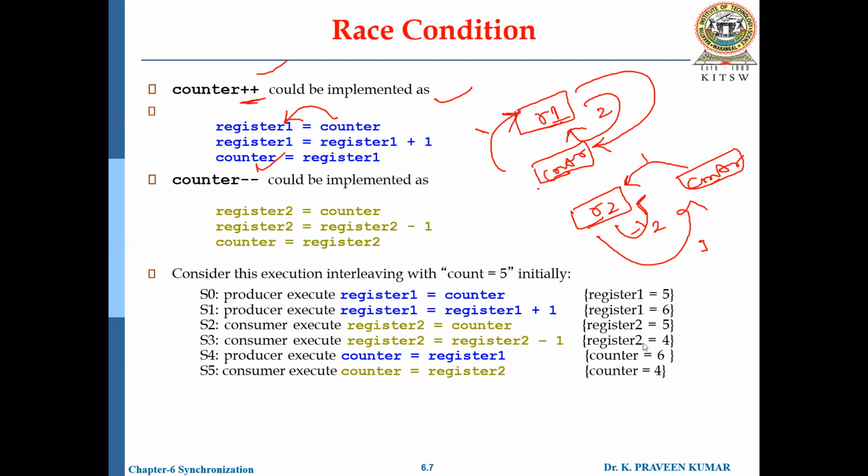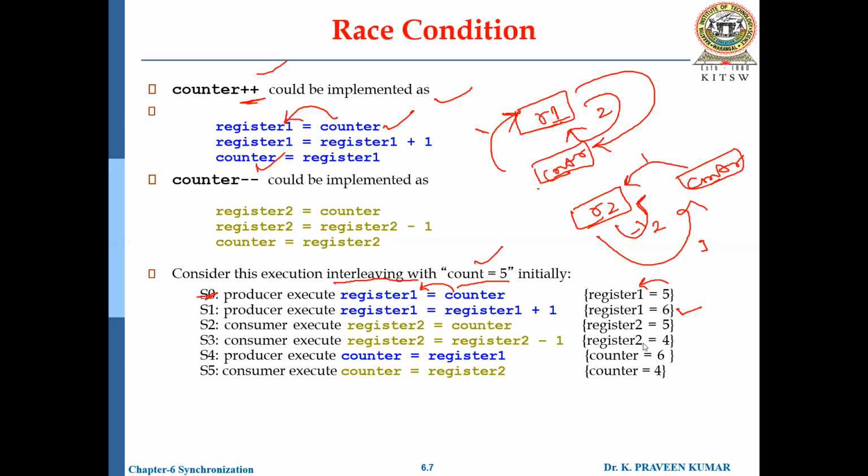Now, see this example. Consider this execution interleaving with count equal to 5 initially. Count is equal to 5. So here you can see the producer executes register1 = counter. That is, the producer is storing the counter value in register1, that is, count value is 5, so register1 is equal to 5. Then the producer executes register1 incrementation, then register1 is equal to 6.